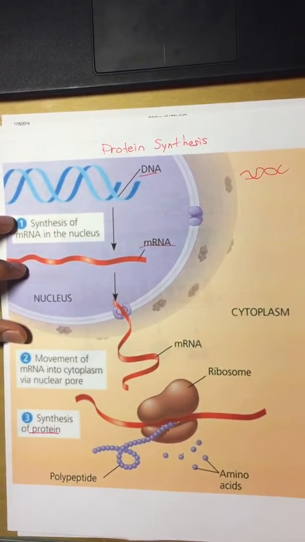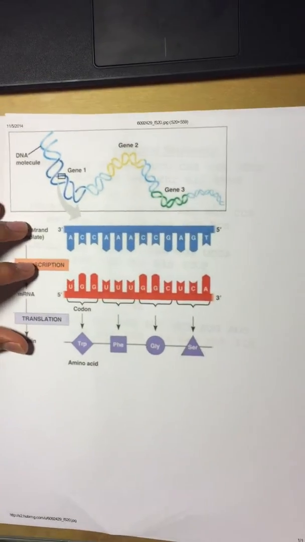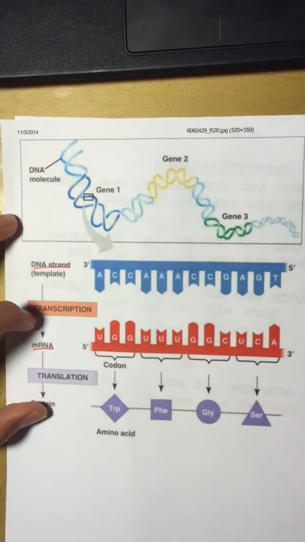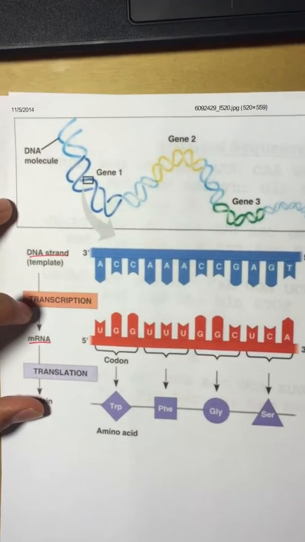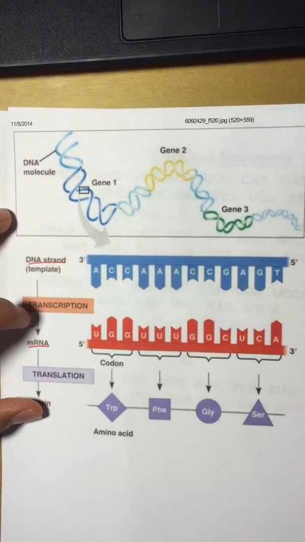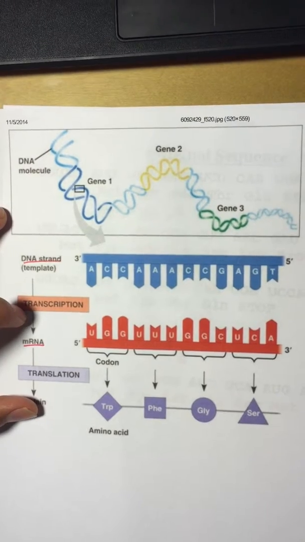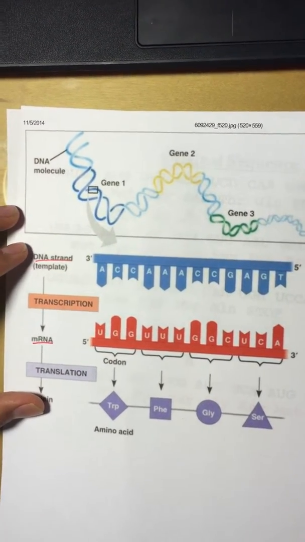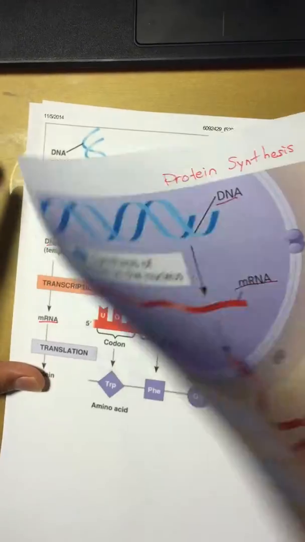Alright, so now we'll talk about how the DNA turns to mRNA in something called transcription. In transcription, the DNA strand needs to be transferred to mRNA so that it can fit through the pores from the last picture right here.